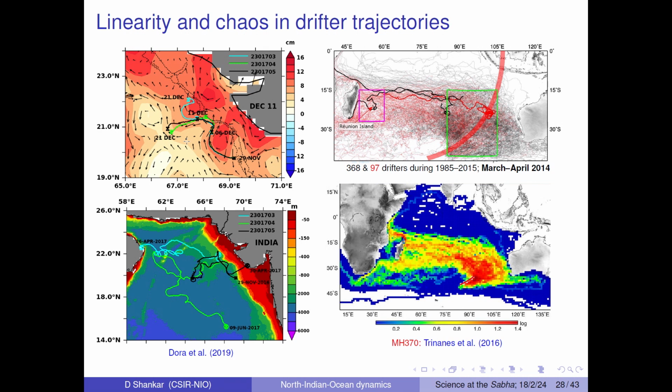I'll give you a practical example of chaos. My colleague dropped 3 drifters. These are buoys that float in the water. On 29 November 2016, this is the coast of Gujarat. They went together for about a week and then they diverged. A few months later, they were all over the Arabian Sea. Now this has practical applications.